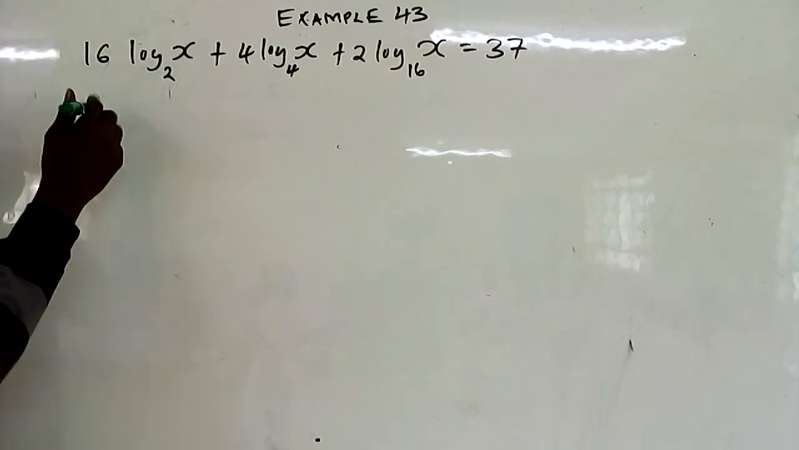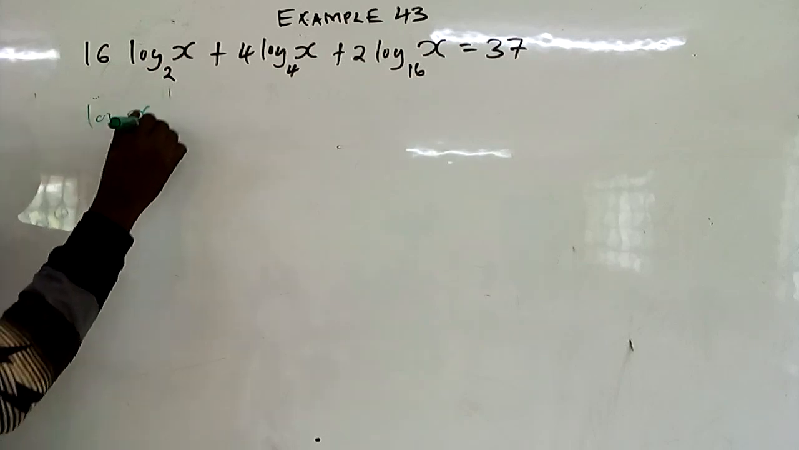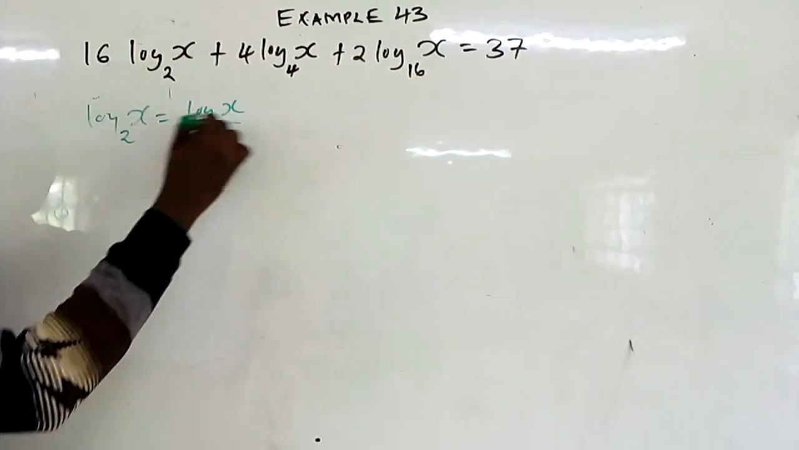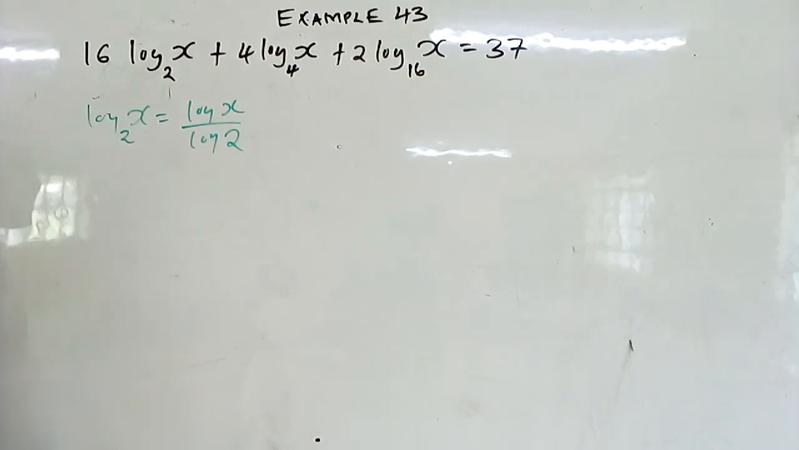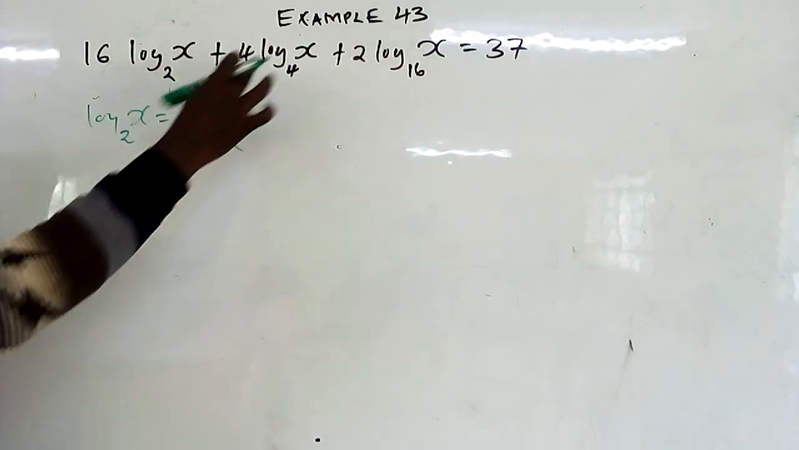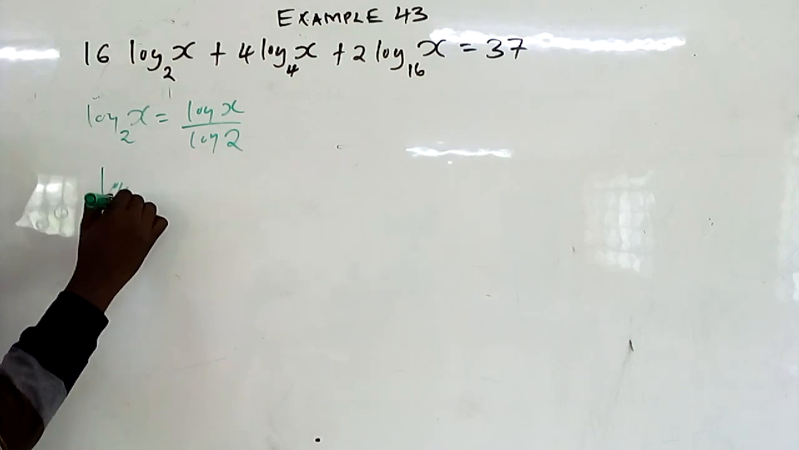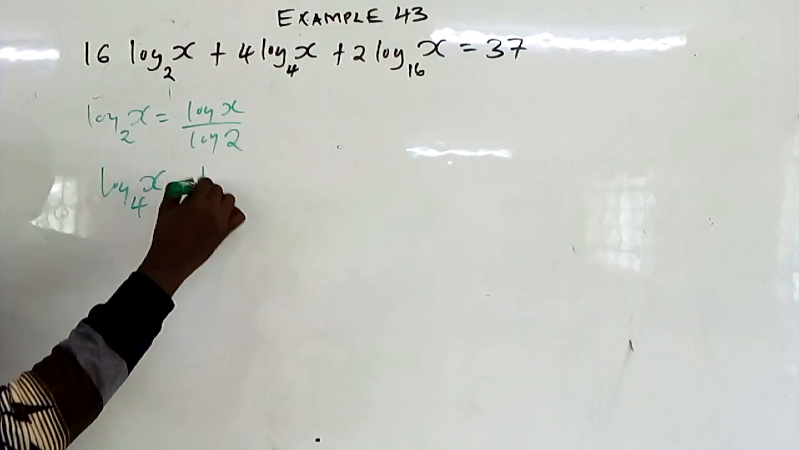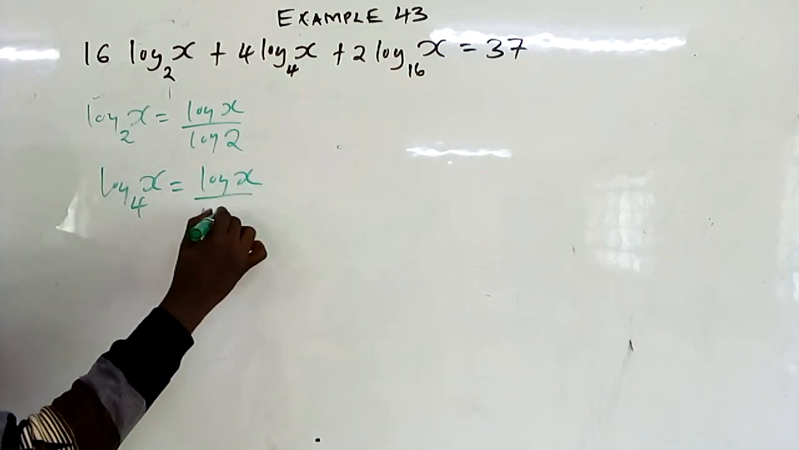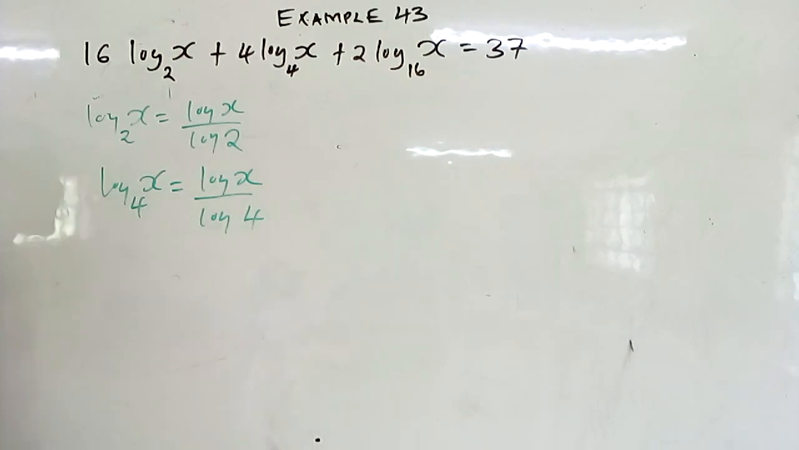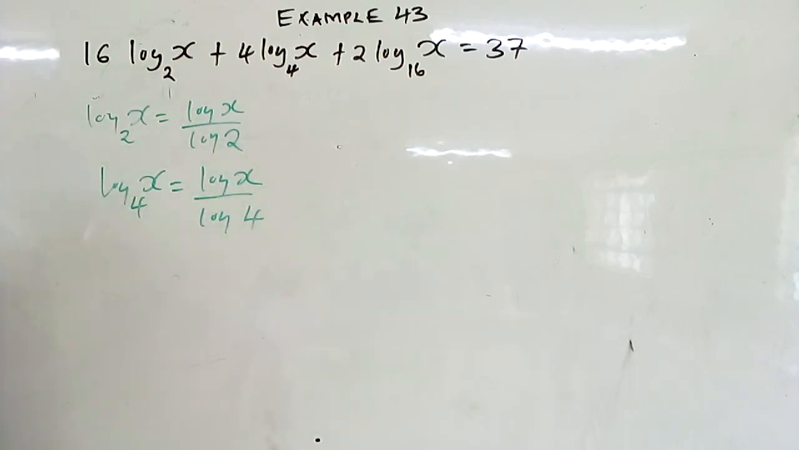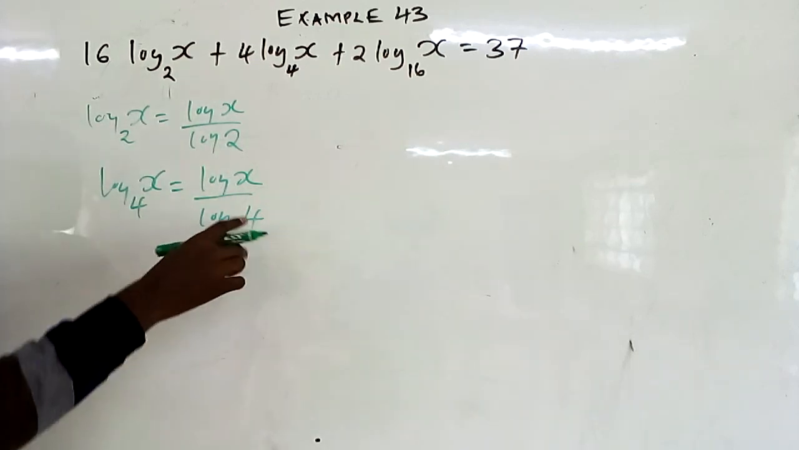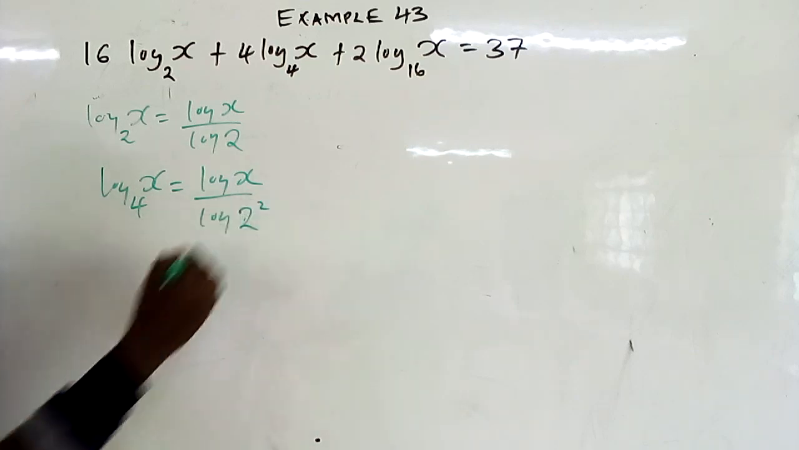So remember, when you have log x to base 2, that is the same as log x over log 2, because we've said the base is the logarithm in the denominator. Are you seeing that? Here, when you have log x to base 4, that is the same as log x over log 4. Are you seeing we are now using those laws of logarithms? But now we want everything to have log 2 in the denominator. So this 4 can be factorized as 2 squared, isn't it?